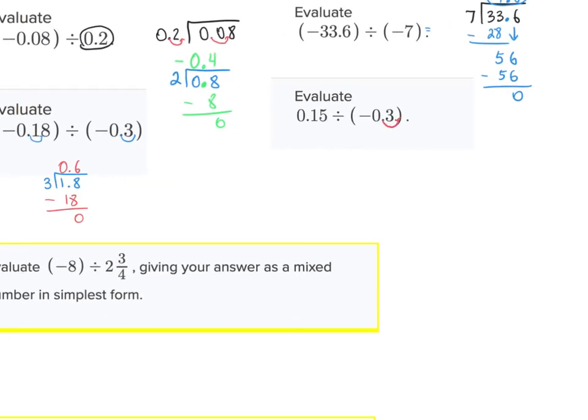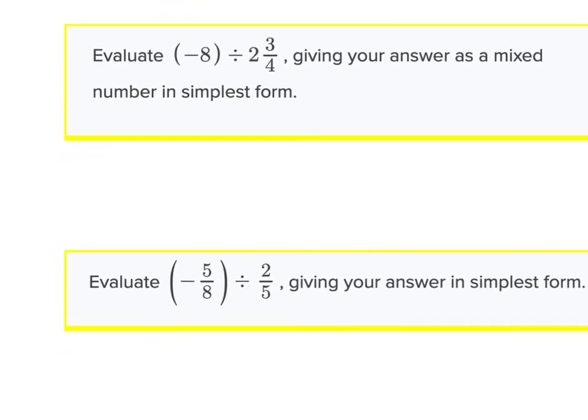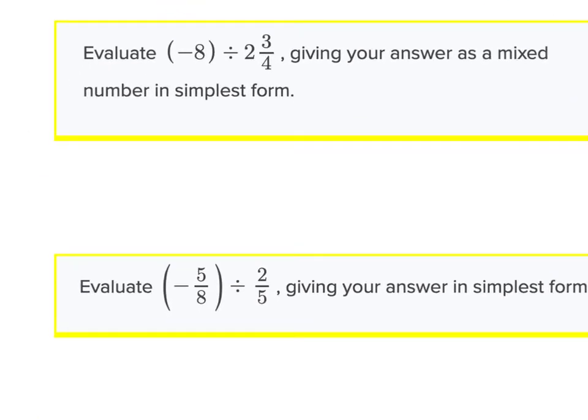Again, I'm going to move that decimal, move the decimal. So 3 divided by 1.5 goes in 5 times. And this one, I know my answer is negative here. Okay, my next one, under my whole number, I'm going to put that 1, and I need to make my mixed number into an improper fraction.